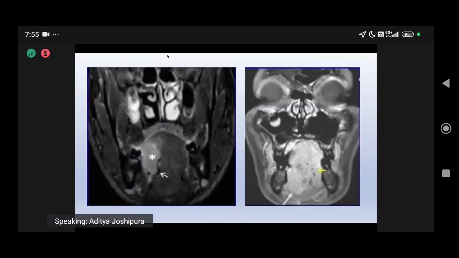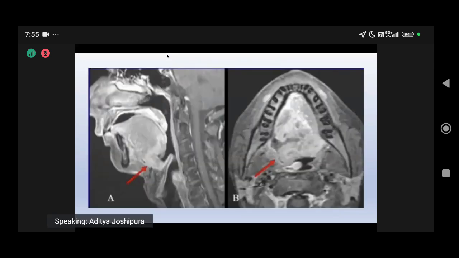The extent of tumor visible on MRI can guide you about planning your surgery as well as the resectability and non-resectability. In the left side of the image, you can see that the tumor is involving the unilateral neurovascular bundle, whereas on the right side you can see that the tumor has not only crossed the midline, but it is involving the bilateral neurovascular bundle.